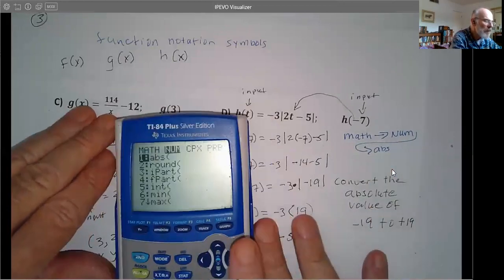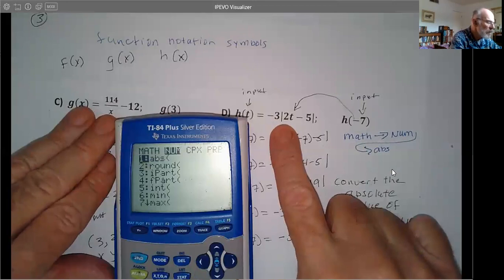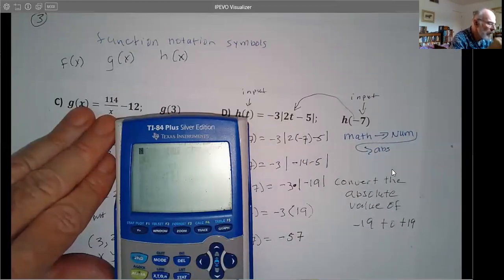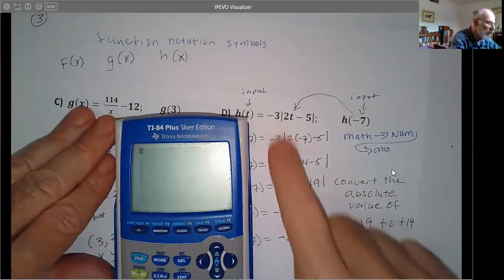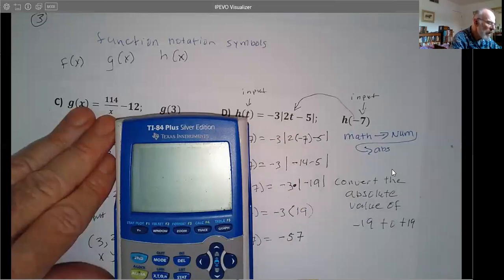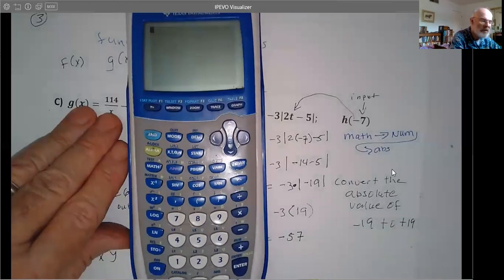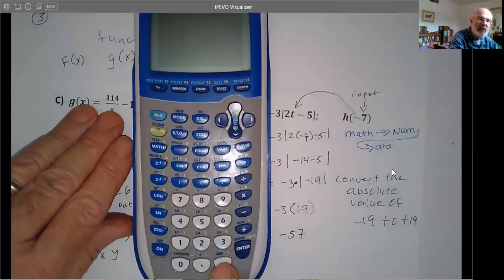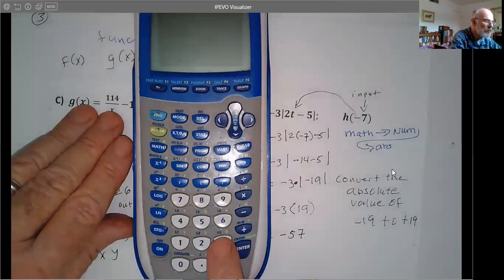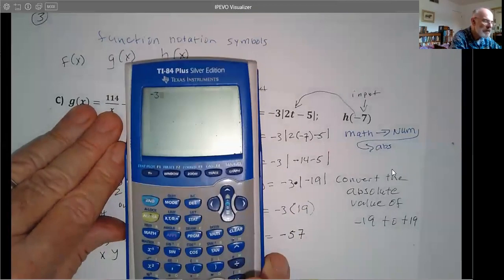But before we can do that, we have a negative 3 to deal with. So I'm going to clear this. We're going to take the negative 3 and type that in first. A negative number, when you start out, is not an operation; it's not a subtraction sign. You have to use the negative sign at the bottom. So you type negative 3, and up here it now says negative 3.